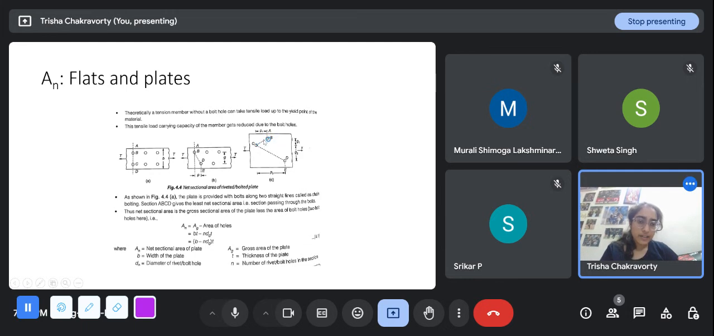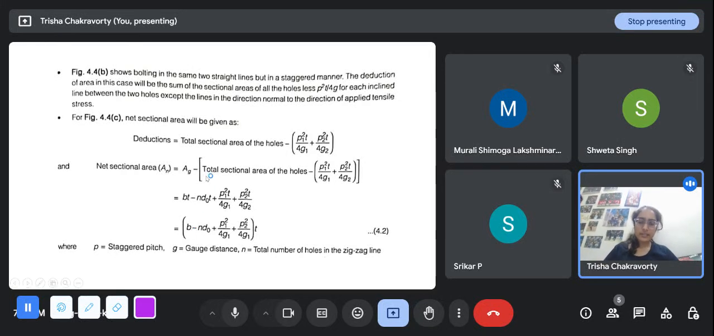Basically you have to cut a section through it. The way we cut a section perpendicular to the applied tension, here we have to go a bit to the left, a bit to the right, to cut the section in an inclined manner. So ABCDE is my section. It has two inclined lines. Do not join B and D again and make it three. This is not a triangle sort of thing. This is a section that we are trying to cut. So this is b minus nd₀ plus p₁² by 4g₁ plus p₂² by 4g₂, all multiplied by t, is the net sectional area for flats and plates with staggered bolt holes.